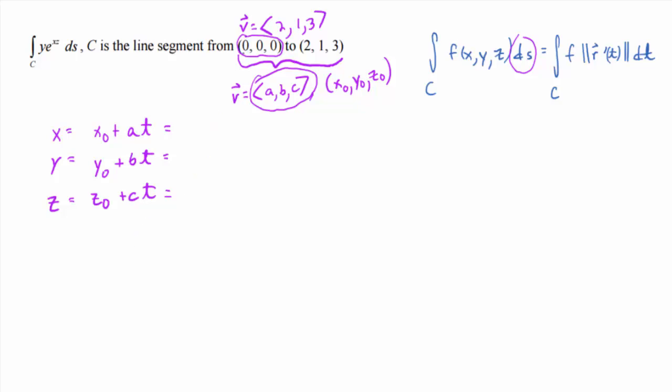Okay, so x naught is 0, y naught is 0, z naught is 0. So fill in, what do we get? X is equal to 2t, y is equal to t, just 1t, and z is equal to 3t. Or r of t in component form is 2t, t, 3t.